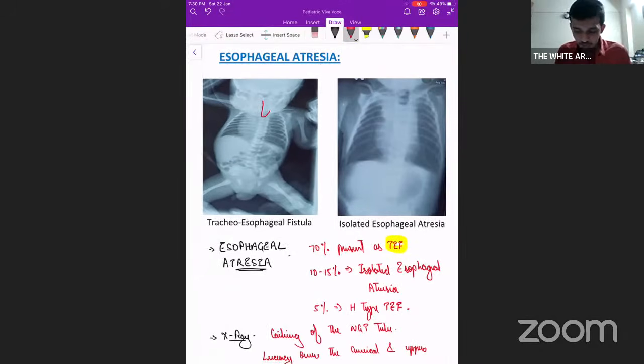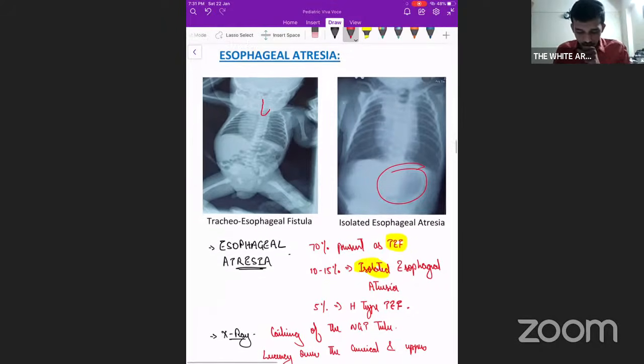And 10 to 15% of esophageal atresias are isolated. What happens in isolated esophageal atresia is you have the esophagus here and there will be atresia. So there is no communication between the esophagus and the stomach below, so there is no swallowing of air taking place. When this happens, you will not have the gastric bubble over here. The shadow of the gastric bubble won't exist. Correct? So that is how you differentiate.